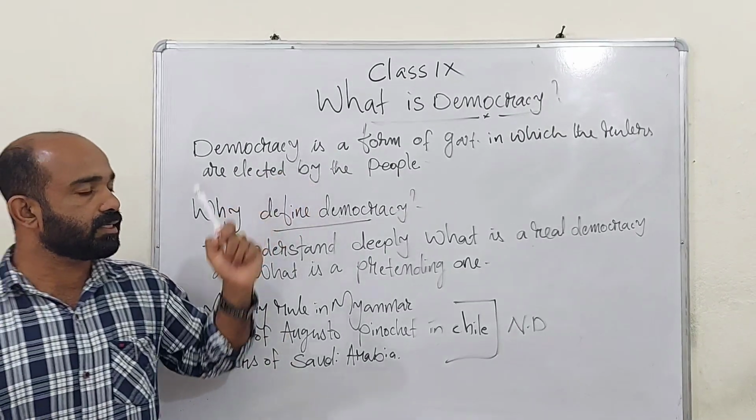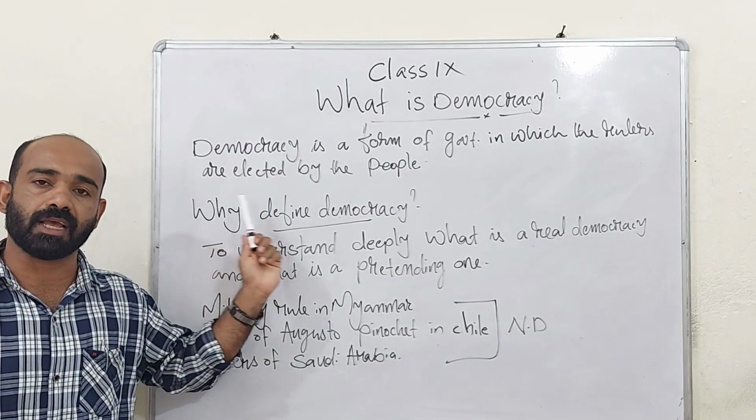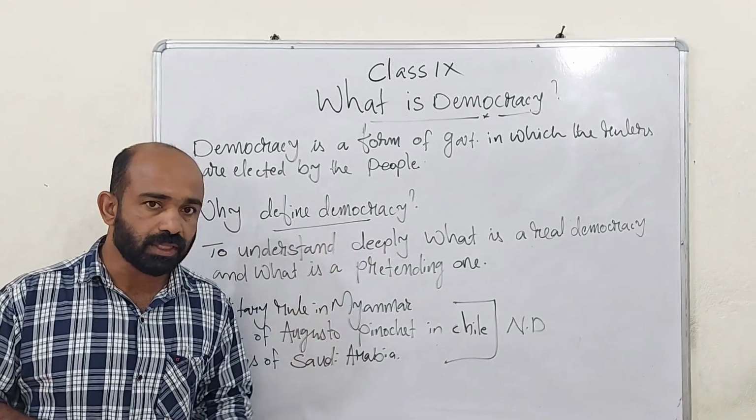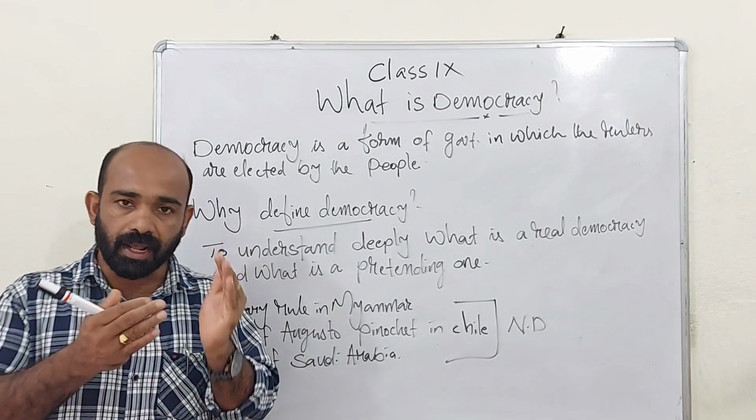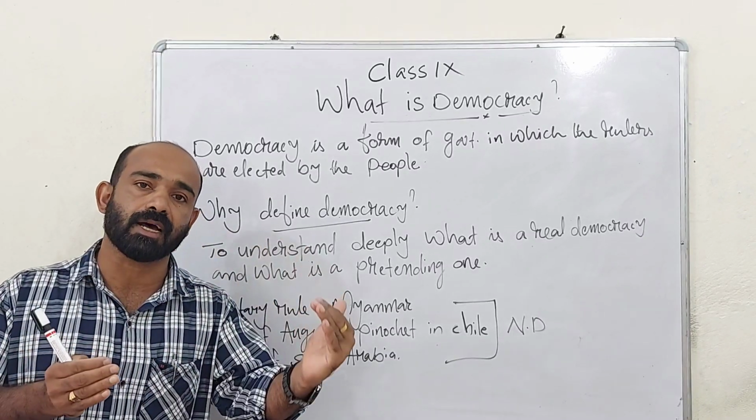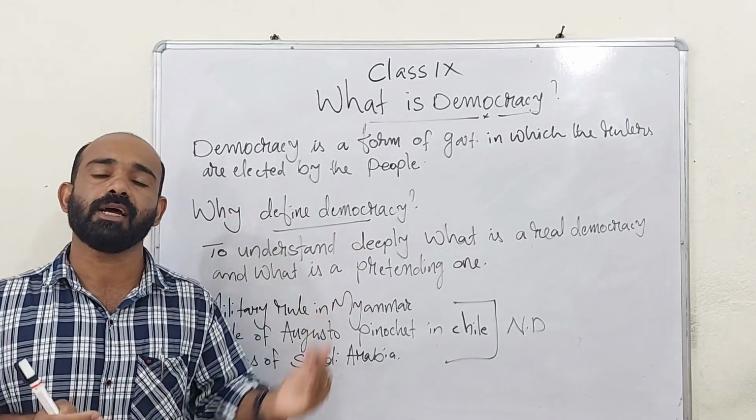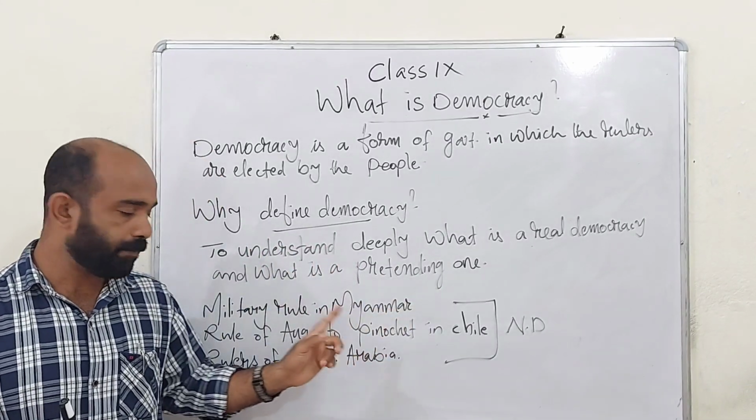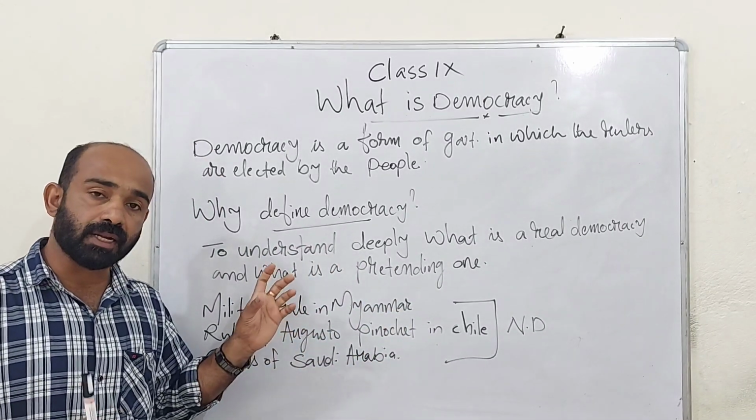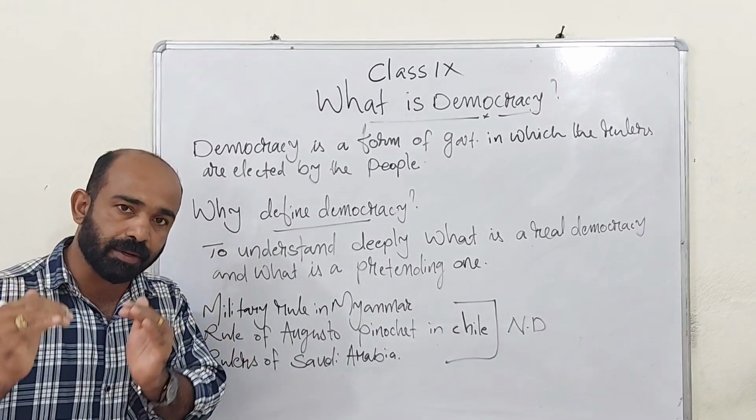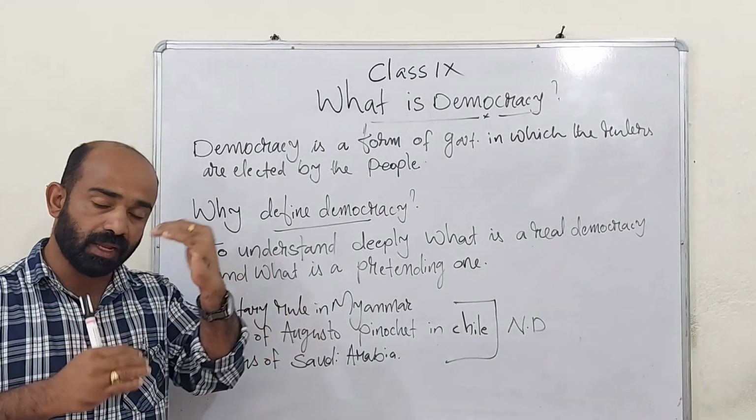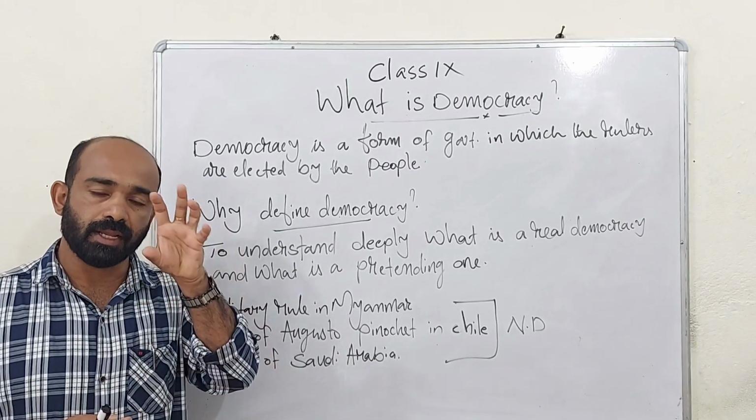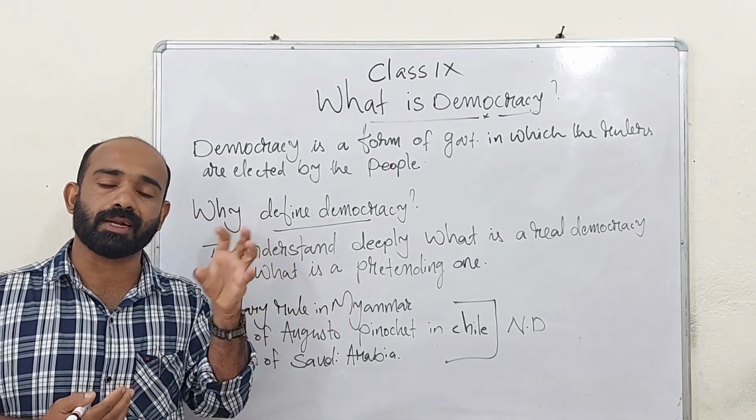With this definition, democracy is a form of government in which the rulers are elected by the people. With this definition, we can clearly distinguish which countries are democracies and which countries are non-democracies. Some examples are military rule in Myanmar. Military rulers are not elected by the people, and so they reach power by using their force, and so they are not called an elected form of government.